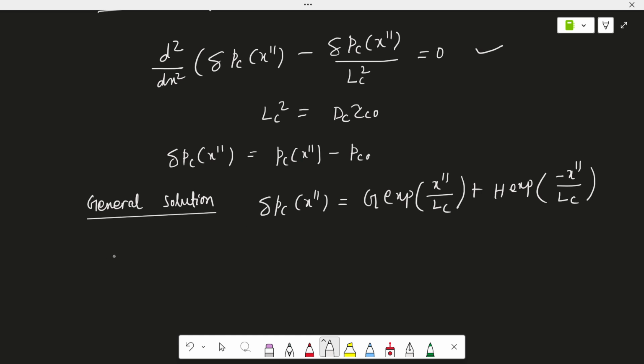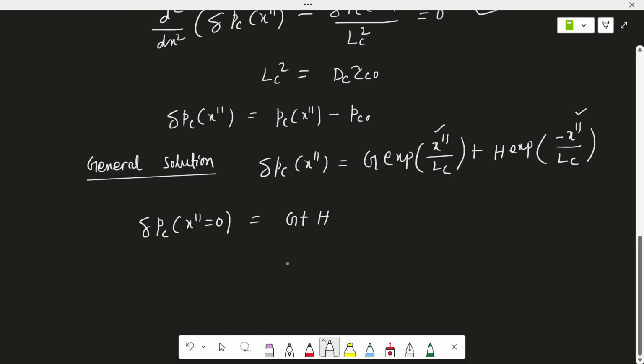So now if you use the boundary condition ΔPc at x'' equals 0, if you substitute x'' is 0 here and here, then you get e to the power 0, e to the power 0, so that gives us g plus h. Now if you use the other boundary condition, that is ΔPc at the neutral collector width, x'' equals xc.